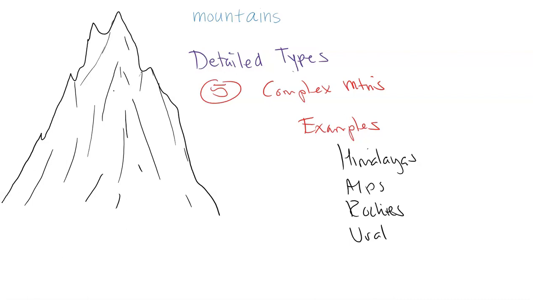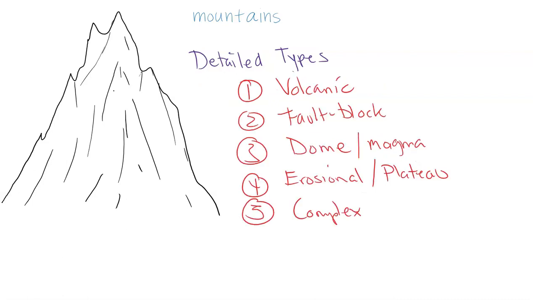All right, so as a nice conclusion, here are the 5 main types of mountains described here. So volcanic, fault block, dome, which involves the magma, the intrusion, erosional or plateau, and finally the last one is complex.